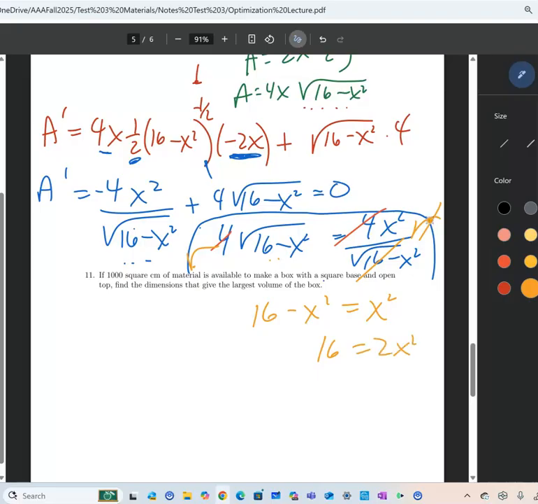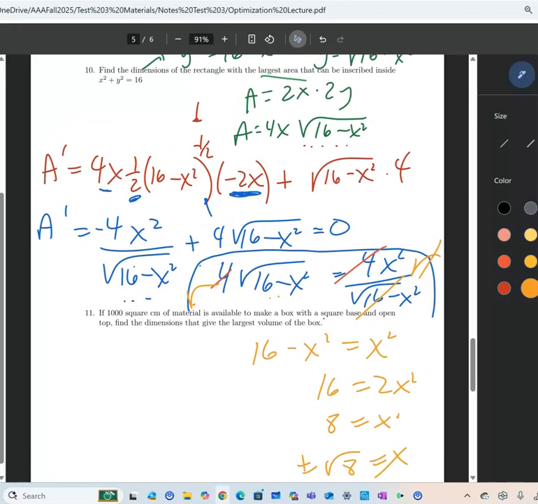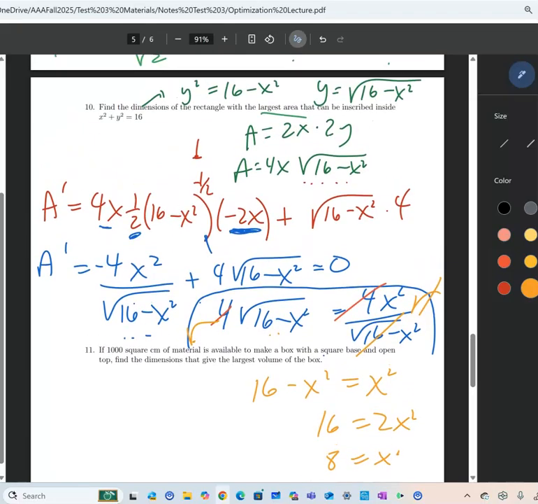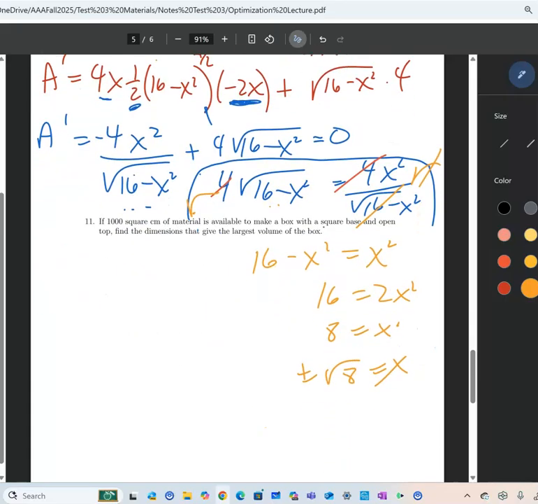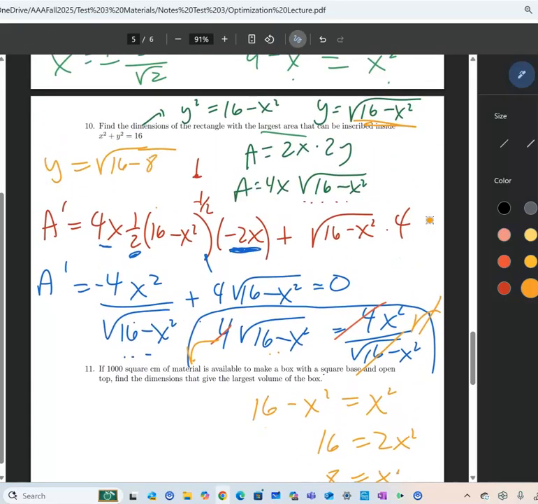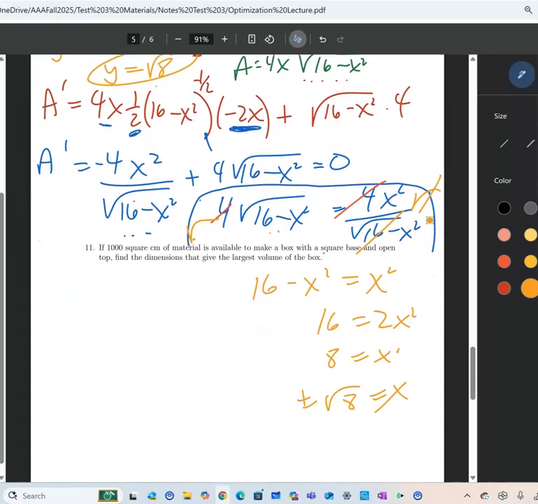16 is 2x squared, 8 is x squared, so plus or minus root 8 is x. All right, then if I plug that back into here, right, y equals 16 minus, and I'm plugging in root 8, so I'll get 8. So then the y would be root 8 as well. Oh, will you look at that? It's a square.